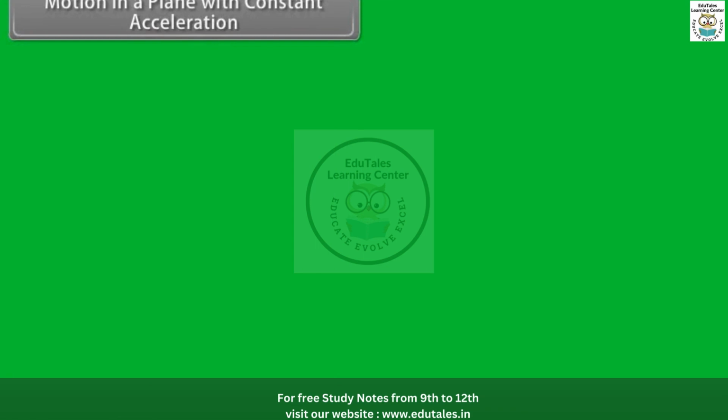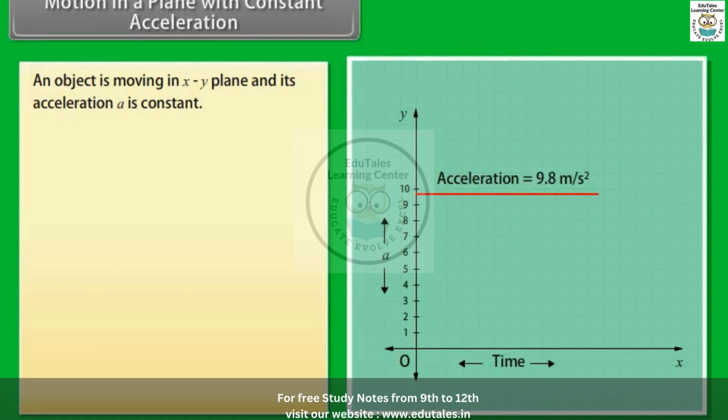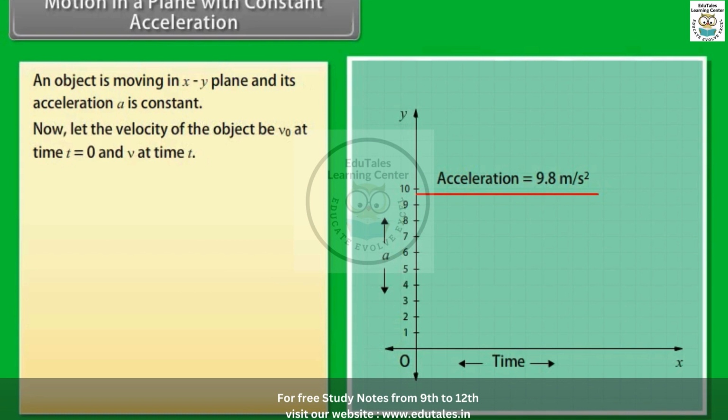Motion in a plane with constant acceleration. Let us take an example to understand. An object is moving in the xy plane and its acceleration a is constant. Now, let the velocity of the object be v naught at time t is equal to 0 and v at time t. v is equal to v naught plus at. This is the equation in component form.